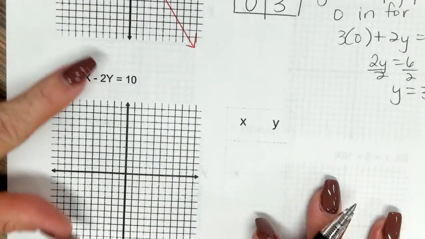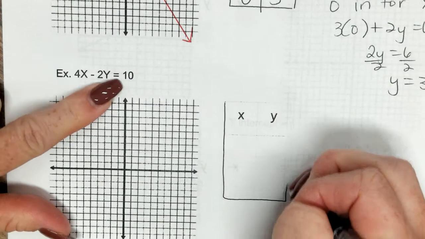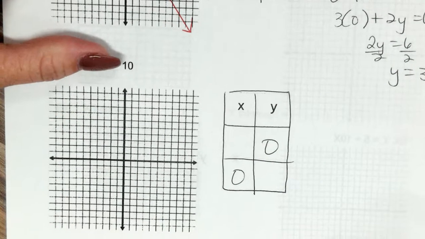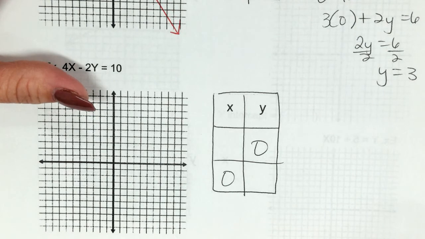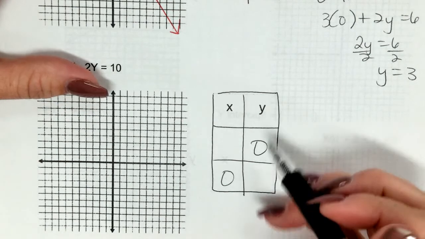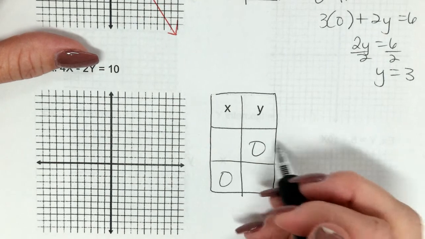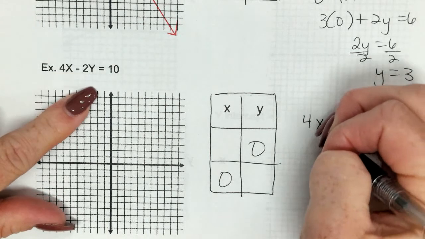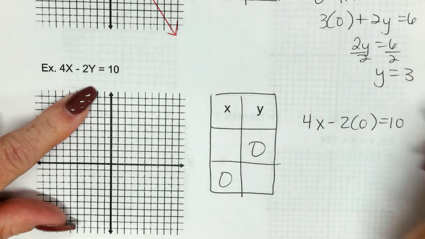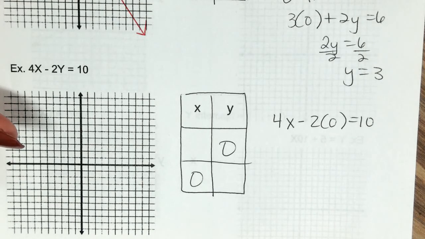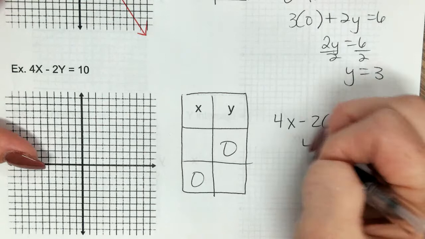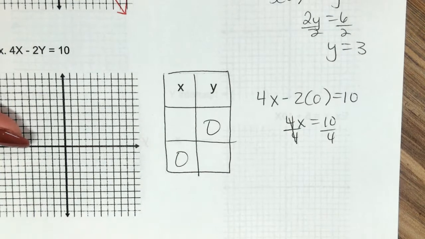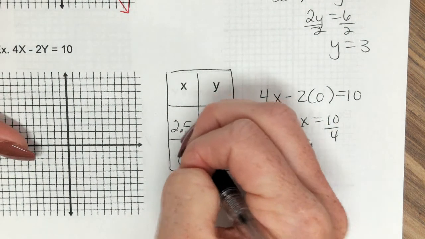All right, the next one, is it in standard form? Yes. So I'm simply going to find an x-intercept and a y-intercept. Okay? So for the x-intercept, I plug in 0 for y. So here we go. 4x minus 2 times 0 equals 10. So I have 4x equals 10. Divide by 4. What's 10 divided by 4? 2.5. That's my x-intercept.